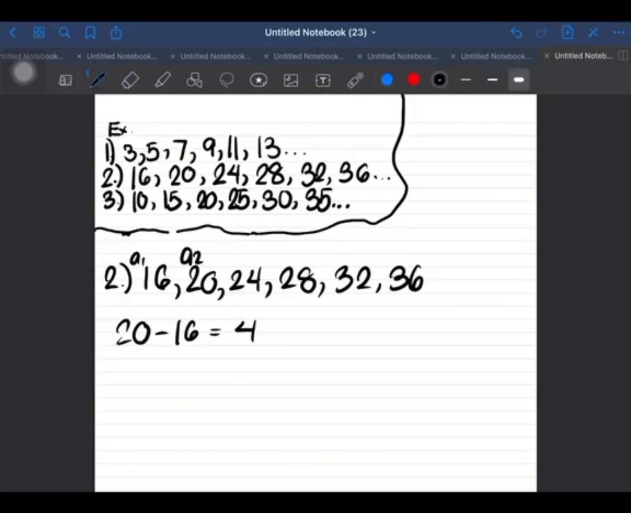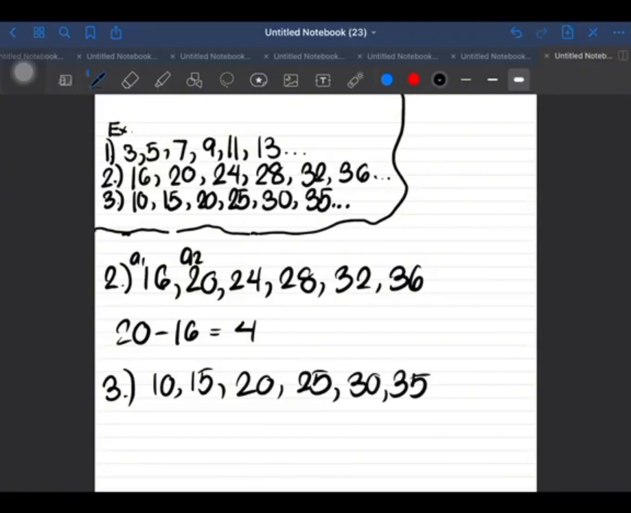Now, let's answer number 3. Number 3 is 10, 15, 20, 25, 30, 35. So let's subtract a sub 1 from a sub 2. So 15 minus 10 is equal to 5. Then 5 will be our common difference.